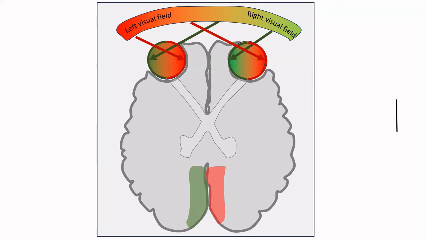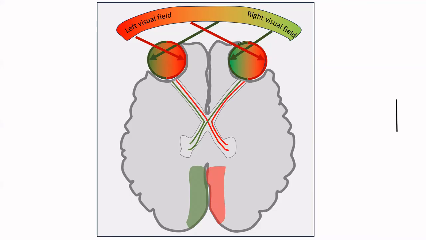Let's now look at what happens with information of the right visual field. Information of the right visual field is received by the nasal part of the right eye, and this information will cross in the optic chiasm to the contralateral side, while information of the right visual field picked up by the left eye does not cross but remains ipsilateral. So all information of the right visual field finally ends up in the left part of the brain and will be processed by the left occipital cortex.